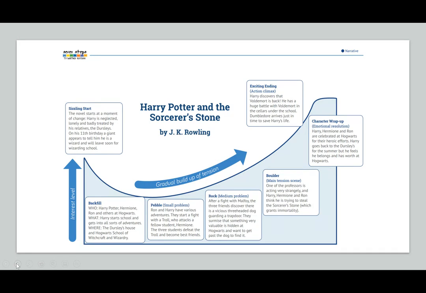So it's all about Harry Potter and the Sorcerer's Stone, or the Philosopher's Stone. And if we look at the sizzling start, you notice it doesn't start with the writing, it starts with their plan. So it's going to start with a moment of change. And this change is that Harry is neglected and lonely and badly treated by his relatives, the Dursleys. Then on his 11th birthday, a giant appears to tell him he's a wizard and he will be going to wizarding school. That's the plan for their sizzling start.